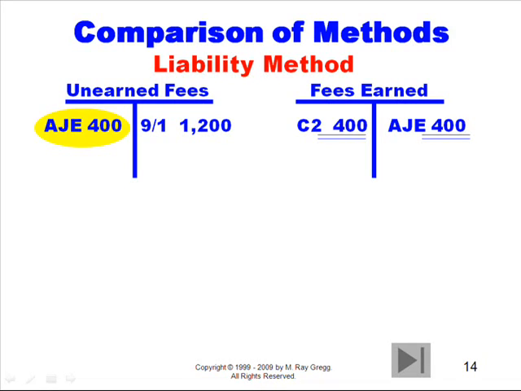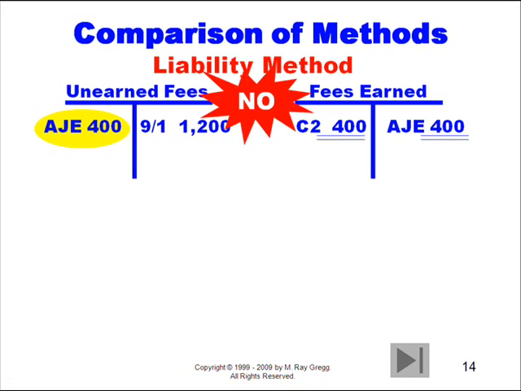We debited cash, credited unearned fees, the liability account. The adjusting entry we made transferred the earned portion from the liability account to the revenue account. We didn't create the balance in a balance sheet account. Does this need to be reversed? No. Now let's reconsider the revenue method.